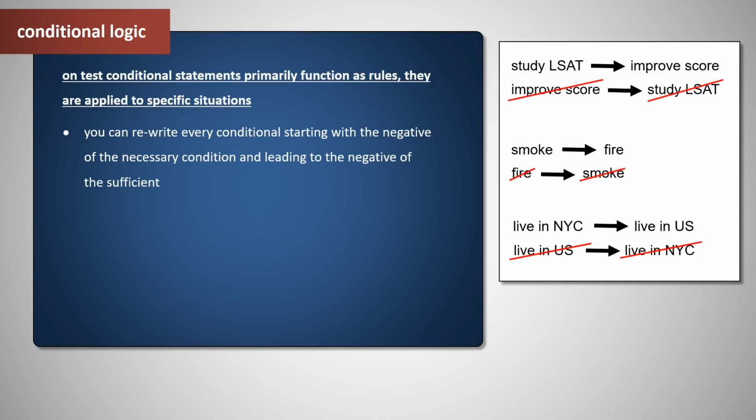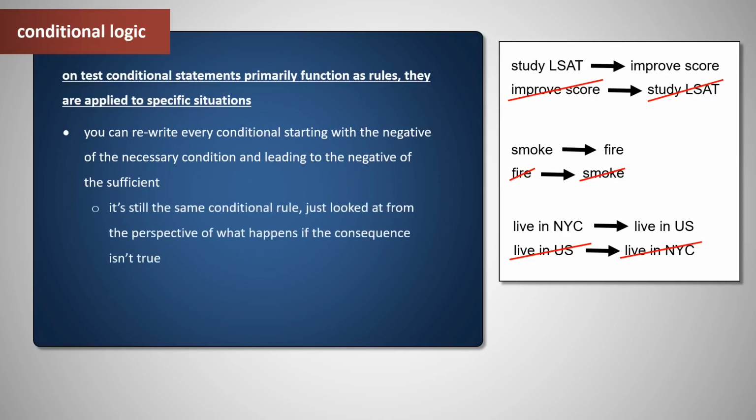So for the first one, it says if you study for the LSAT, you'll improve your score. Well, you can also say that if you don't improve your score, then you didn't study for the LSAT. For the second one, you can say if there's no fire, then there's no smoke. And the third one, if you don't live in the US, then you don't live in New York City. And the reason for that is because it's still actually the same conditional rule. You're just looking at it from the perspective of what happens if the consequence isn't true. And the reason you can do that is because that's just by definition what a conditional relationship is.